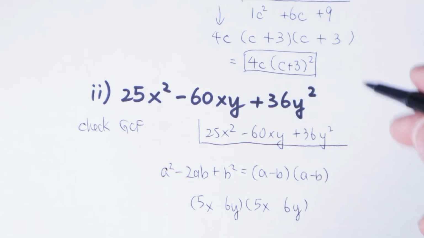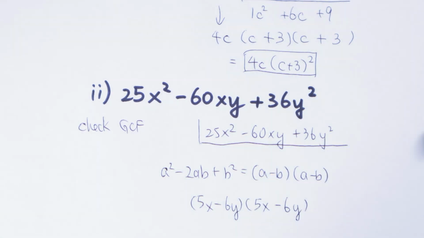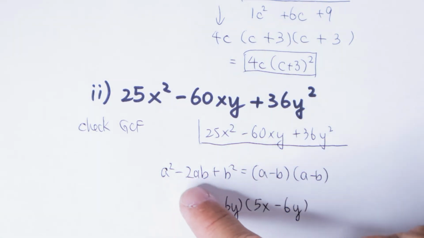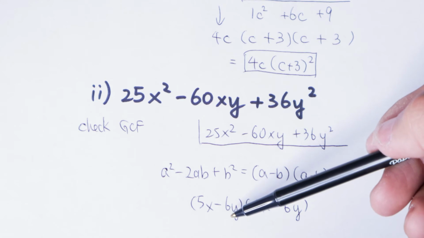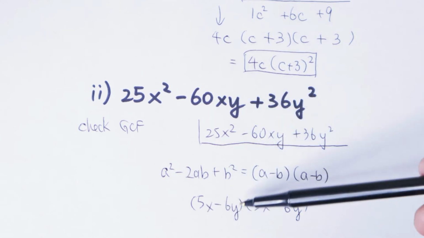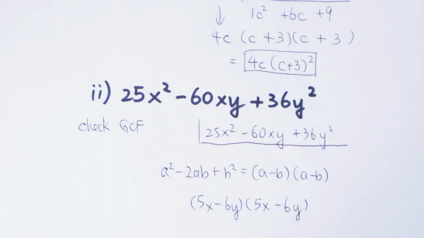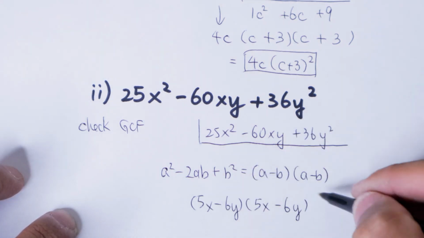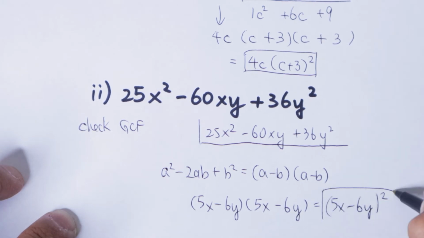Now, since it's a minus sign, you're going to put a minus sign in both parentheses, but always check. Looking at the middle term, is 60 twice 5 and 6? In other words, does 2 times 5 times 6 really equal 60? And not only that, does 2 times 5x times 6y equal 60xy? If so, then you could use this formula. And from there, you box your final answer, which is 5x minus 6y raised to the second power.